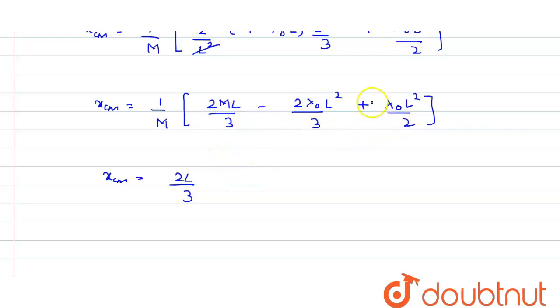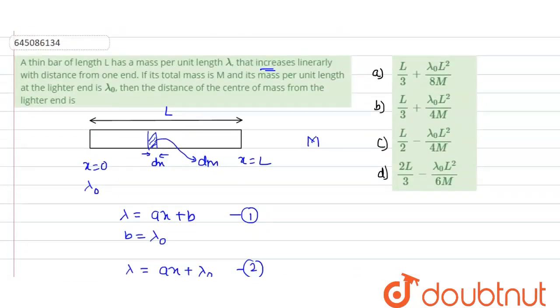Now if we solve this part, the value of this part would turn out to be minus lambda naught L square divided by 6. And we are taking mass into the bracket, so it would be like this. So this would be the value: 2L divided by 3 minus lambda naught L square divided by 6m. Now if we check the options, the correct option would be our D option: 2L by 3 minus lambda naught L square divided by 6m.